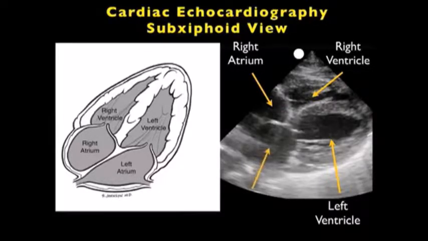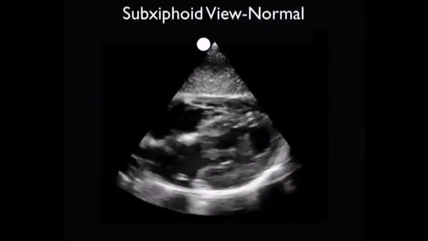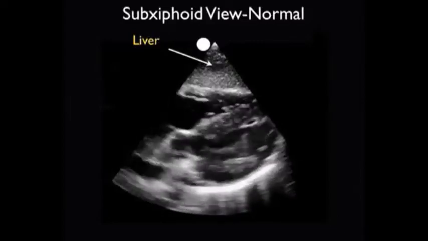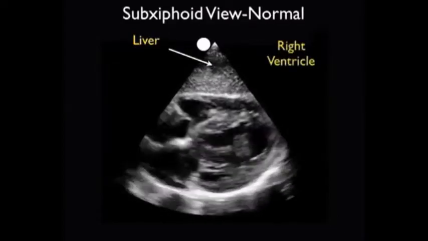From the subxiphoid plane, we'll also be able to image the right atrium to the left of the right ventricle and the left atrium just to the left of the left ventricle. We can also appreciate the white line that is the pericardium circumferentially surrounding the heart. Now that we know where the chambers are, let's take a look at a video clip of a normal heart from the subxiphoid plane.